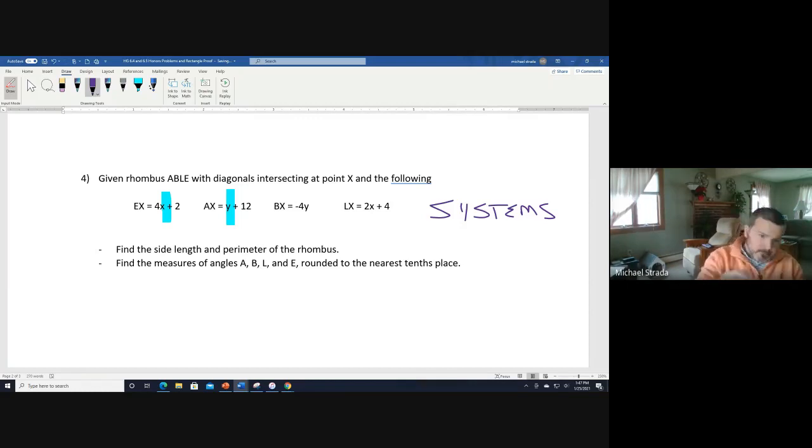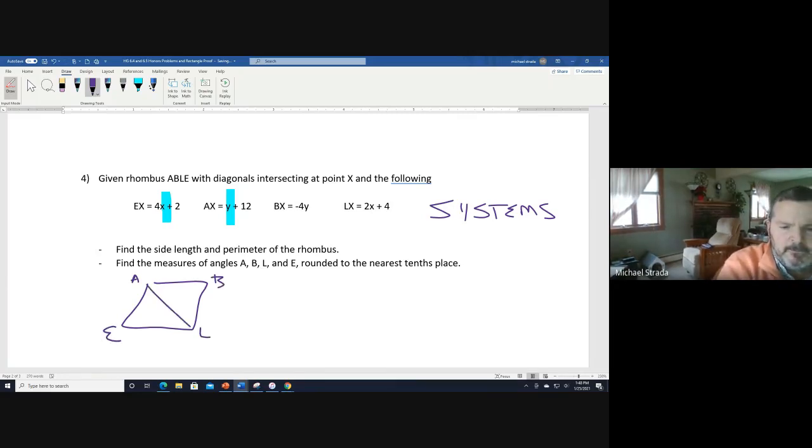All right. So we start by drawing it out to give us some structure. A, B, L, E. All right. And they intersect at X. All right. So that's bisected and that's bisected. So AX equals XL and BX equals EX.